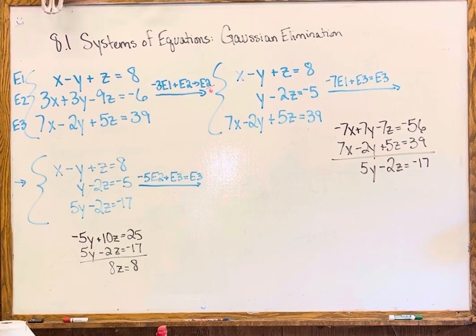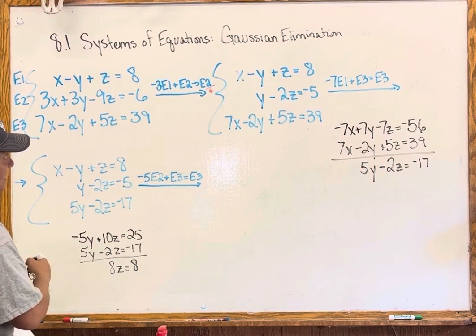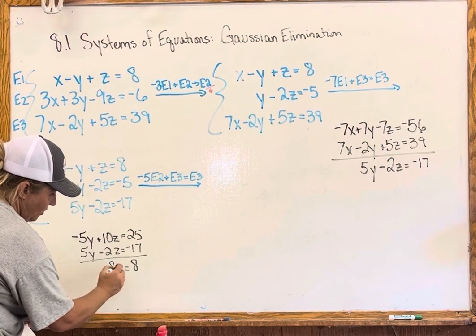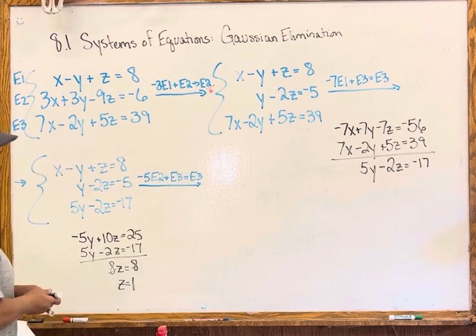Okay, 8z equals 8. And here's one where we can actually simplify further. Like we did in the other one, we can cancel out the 8s and say that z is equal to 1.